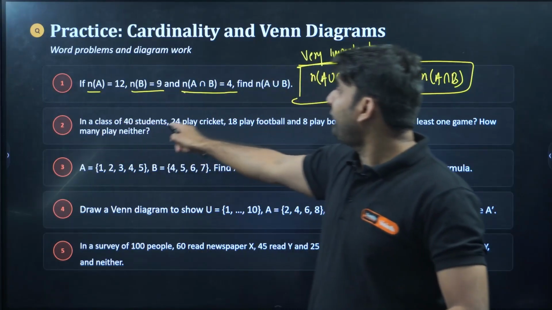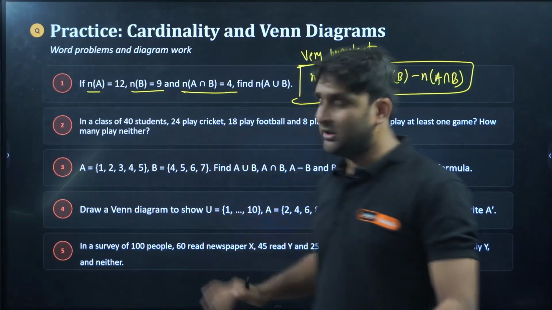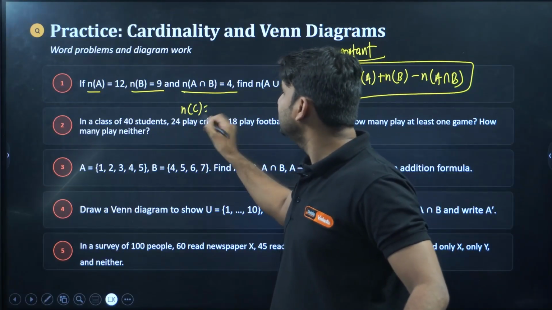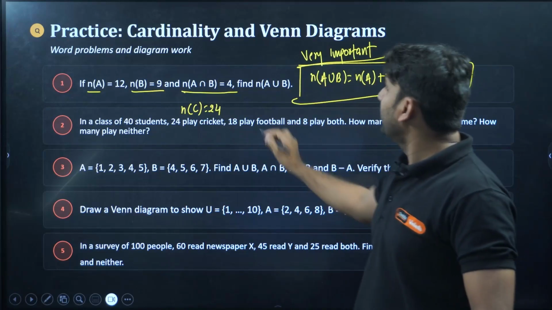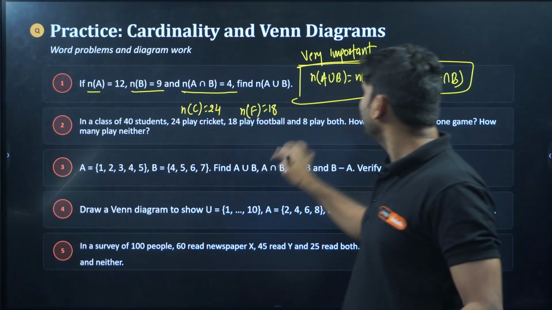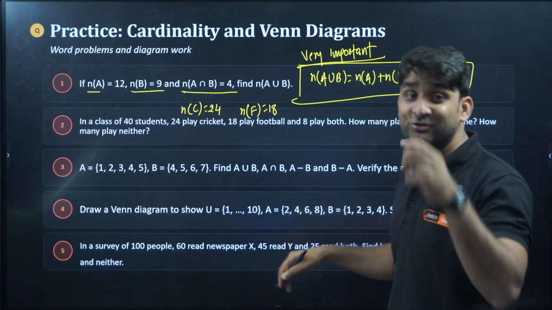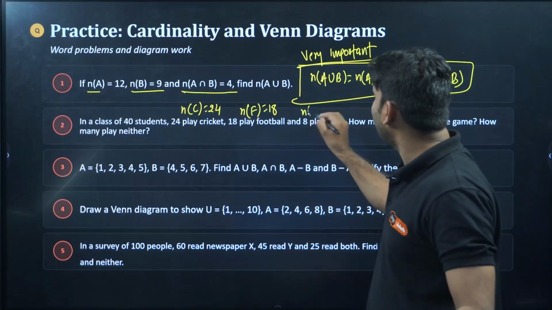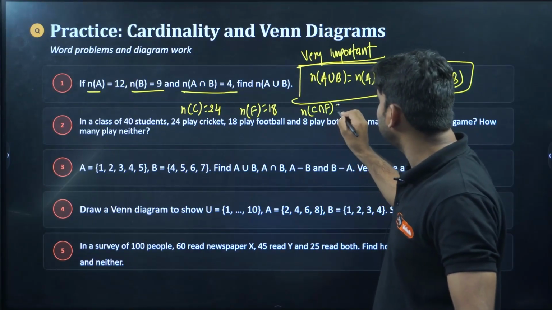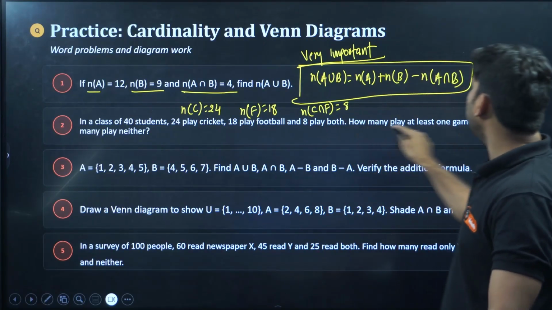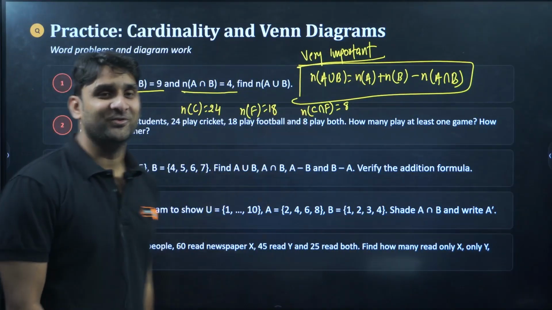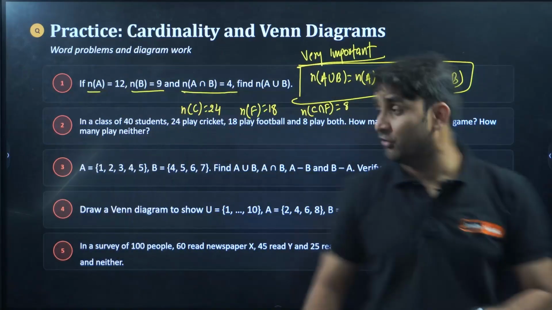In a class of 40 students, so total students are 40, 20 play cricket. Let's say this is n(C), I'm using C, 20. 18 play football, so this is n(F) for football, I'm taking capital F, so this is 18, and 8 play both, so this is the intersection, playing cricket as well as football, so C intersection F is 8. How many play at least one game? Come on, this is really easy. Everything is given to you. Now find out, solve this. So I'm giving you this homework.